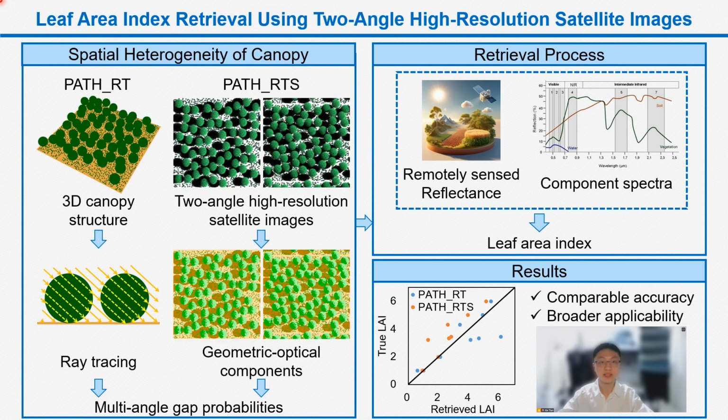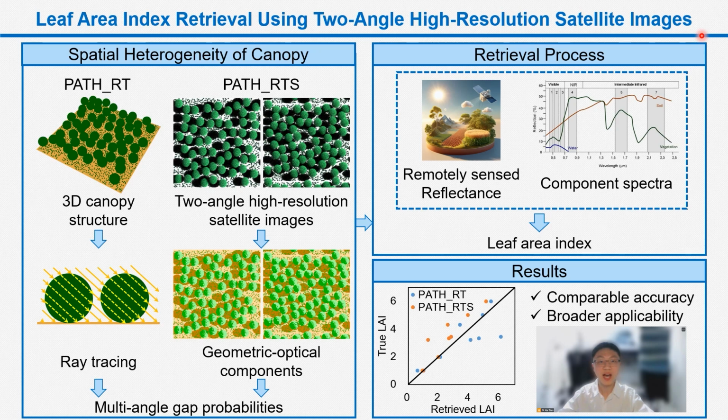Hello everyone. Today I'd like to share our recent work on retrieving the leaf area index, or LAI, using two-angle high-resolution satellite images. Let's start with the basics. LAI is defined as the total one-sided leaf area per unit horizontal ground area, and is a key parameter for understanding vegetation health, productivity, and its role in the energy, carbon, and water cycles.